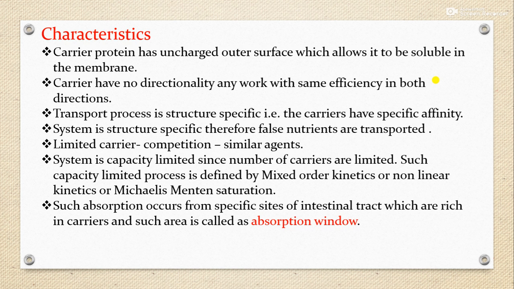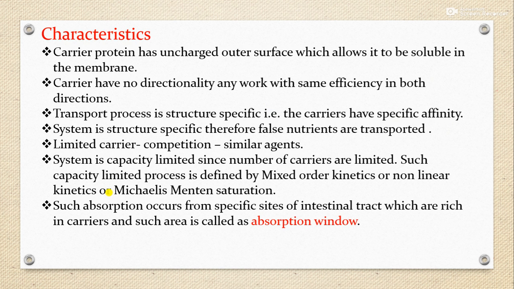Since carriers are limited, there will be competition due to the affinity between the nutrients and similar agents. The system is capacity limited since the number of carriers is limited, and such a capacity limited process is defined by mixed order kinetics or nonlinear kinetics or Michaelis-Menten saturation.